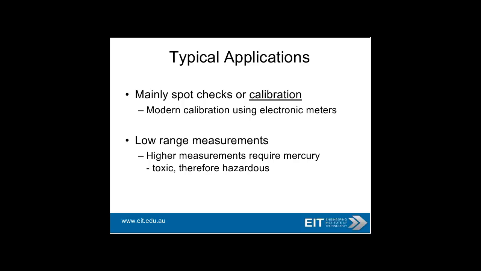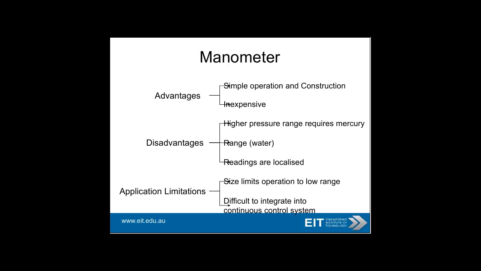Typical applications: spot checks or calibration, low range measurements. Obviously, mercury is toxic, so you avoid it if you can. It's cheap. If you want a higher pressure range, you need mercury. Why is that? Because mercury has a greater mass or weight.